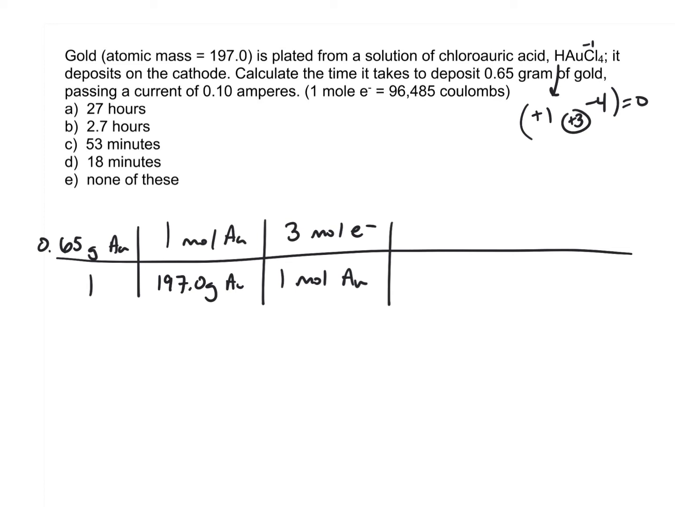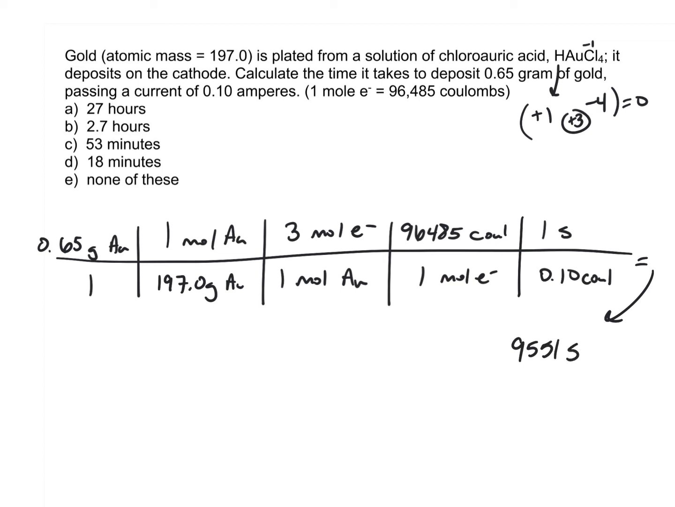Next, I use Faraday's constant, and I take 96,485 coulombs over 1 mole of electrons. And then finally, I take the amperage. Now, the amperage is in coulombs per second, but I want the coulombs on the bottom, so I put 0.10 coulombs on the bottom and 1 second on top. Now, when I multiply all this information together, I have 9,551 seconds.